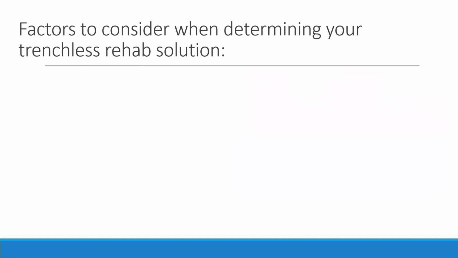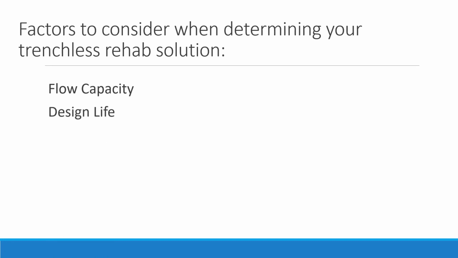So now we're going to talk about 10 factors to consider when determining your trenchless rehabilitation solution. And this is important for really any project owner to consider. First would be the flow capacity. So what is the supportable flow rate of the culvert under a specific set of weather and site conditions? And is the rehab solution going to be able to meet that?